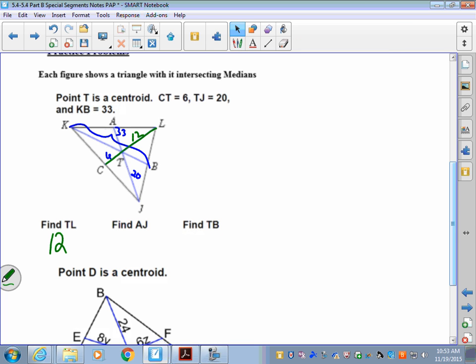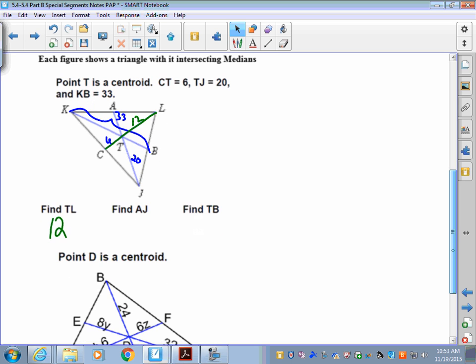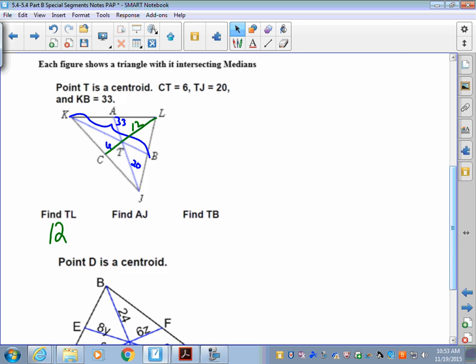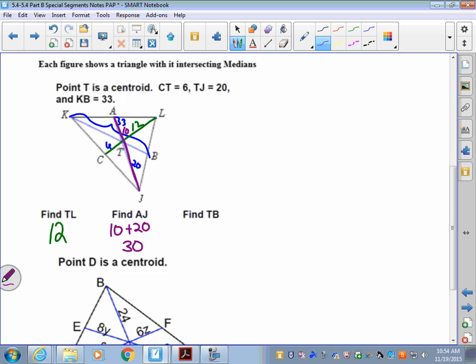Now, AJ, use that same relationship. What would AJ have to be? So close. 30. How do we get to the 30? AJ is the whole median, right? We know TJ is 20, so 10 is the AT. So you were right about the relationship, but where you put it was wrong. And then the whole thing would be the 10 plus the 20, which is 30. Okay on that?